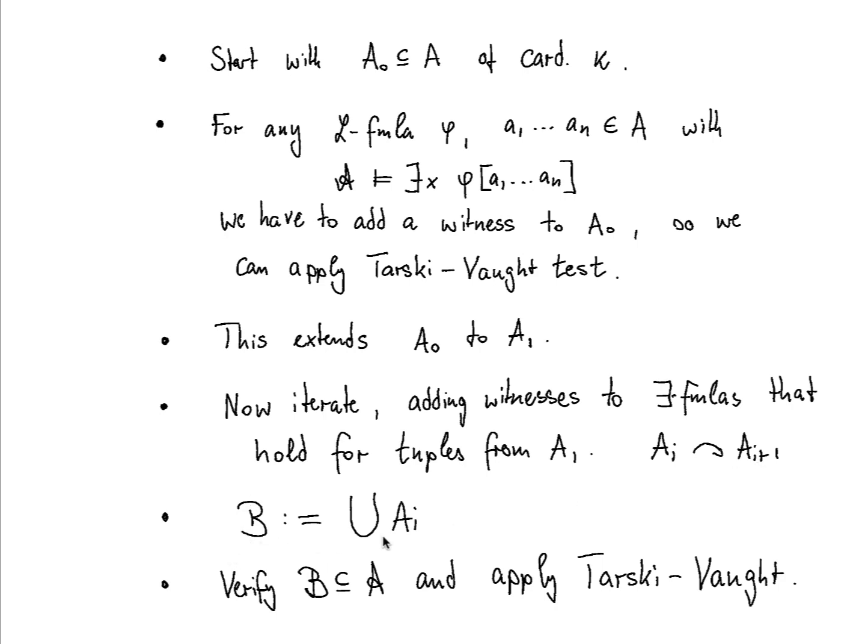And we throw all of these together into one big universe B, and we have to verify that this B is actually a substructure. Not only is it a subset of the universe of A, but it's actually a substructure. So you need to verify that, and then apply the Tarski-Vaught test to show that this is actually an elementary substructure.